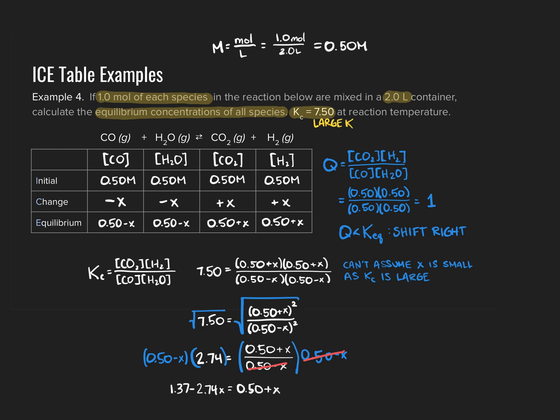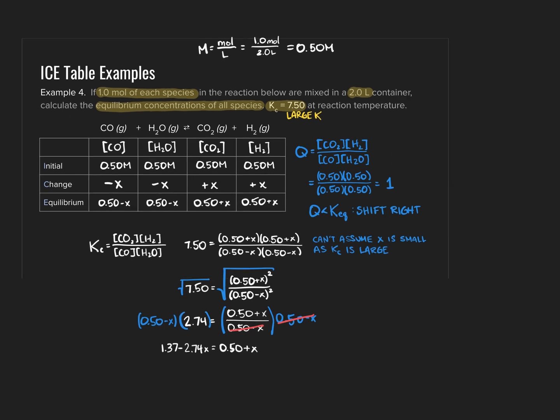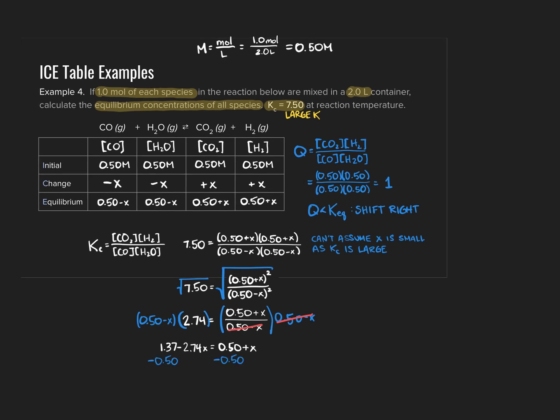So I'm going to go ahead and subtract 0.50 from both sides of my equation and add 2.74 to both sides of the equation, yielding now a new expression which is 0.87 is equal to 3.74x, and then dividing by 3.74 on both sides yields an x value here of 0.23 molar. All right, so I've got an x value here, and I don't need to go about checking any assumptions here because I didn't actually make any assumptions at all.